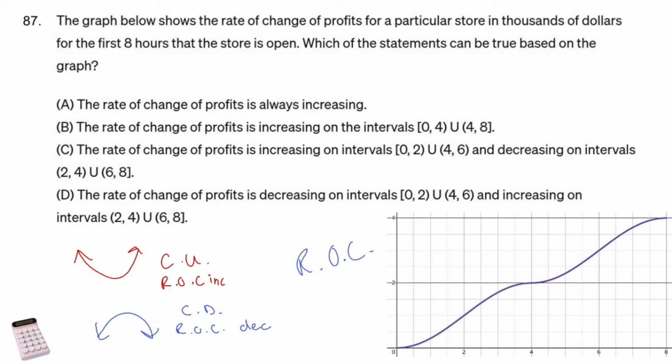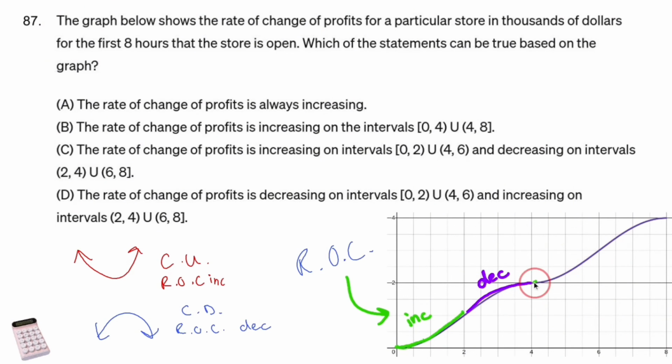So when I look at this picture, my rate of change starts out concave up. It looks like it's concave up until right at 2, where we hit an inflection point. Rate of change is increasing when it's concave up. Then all of a sudden it's concave down until 4. So this is decreasing.